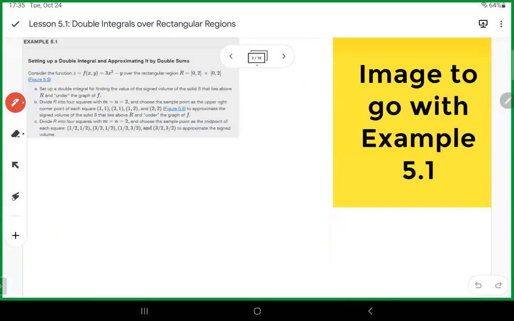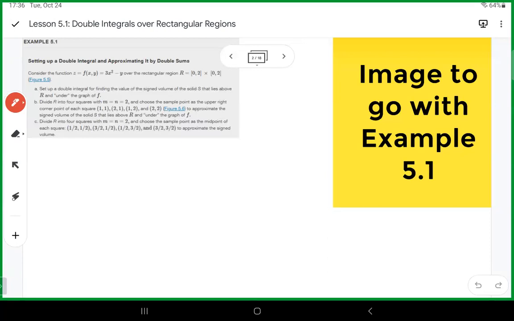Okay. All right, so the first question is saying that we need to set up a double integral and approximate it by double sums. So we want to consider the function z equals f(x,y), which is 3x squared minus y, over the rectangular region, and it's giving us a region between [0, 2] and [0, 2]. So the first thing we want to do is set up a double integral for finding the value of the signed volume of the solid S that lies above R and under the graph of f.